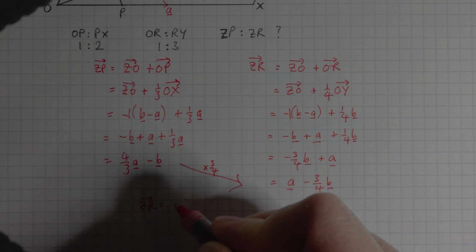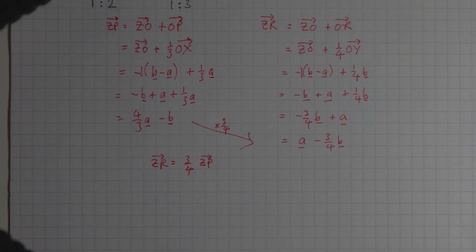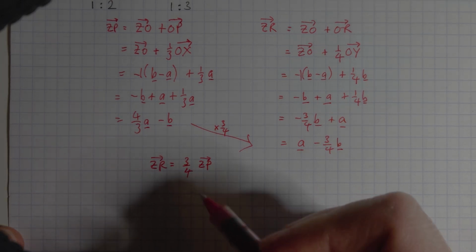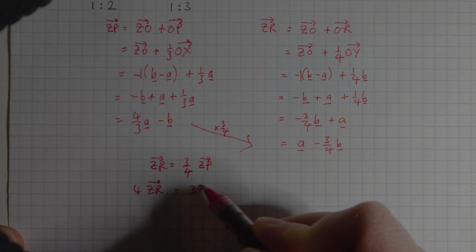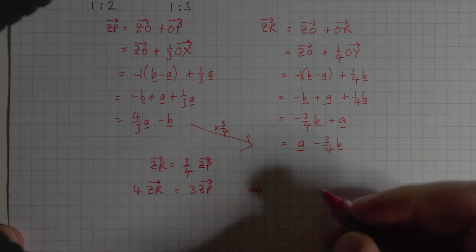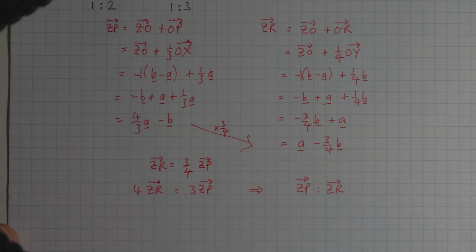ZR is 3/4 of my ZP. And so this is an equation, but I can write that as a ratio if I like. It may or may not be helpful to multiply both sides by 4. Maybe you'd like that. So maybe 4ZR equals 3ZP will help us to see it. This is the same as the relationship ZP to ZR is, well, ZP is the big one, this is 4 to 3.